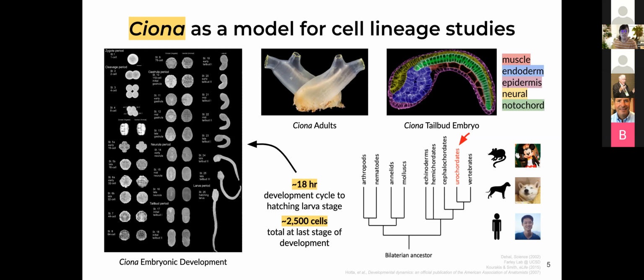The entire course of development for Ciona from the single cell stage to the hatching larva stage only takes around 18 hours. Additionally, organisms at this final hatching larva stage only have around 2,500 cells. The simple body plan of Ciona makes it easy to map all the cells of an embryo, and their fast development make them a feasible organism to use for cell lineage studies. These advantages together make Ciona an ideal model to map the transcriptomes of all the cells in a developing embryo to understand all of the genes that are expressed across development.